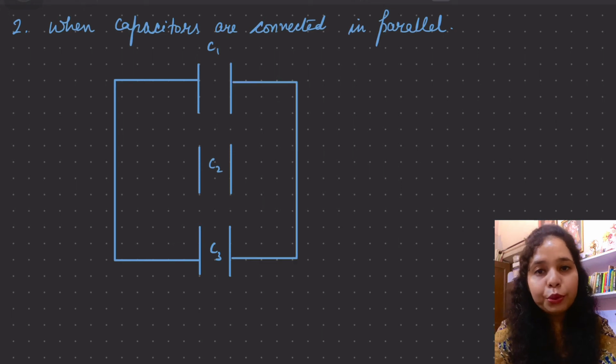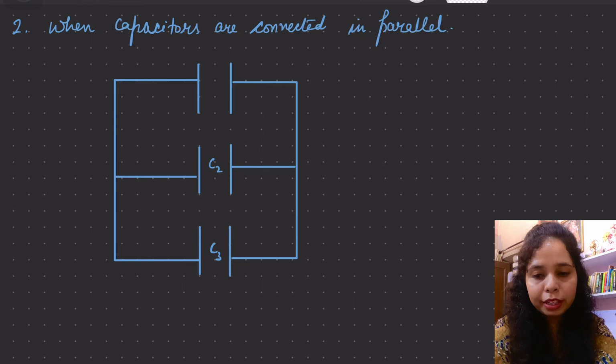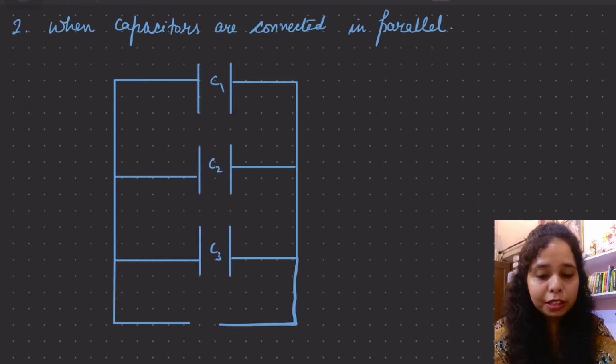Till now C2 is not in the circuit, so in order to connect it in parallel with both capacitors C1 and C3, we will make the arrangements like this. And now there is no supply of current, so we need to apply the potential difference across the terminals of the capacitor with the help of the battery.